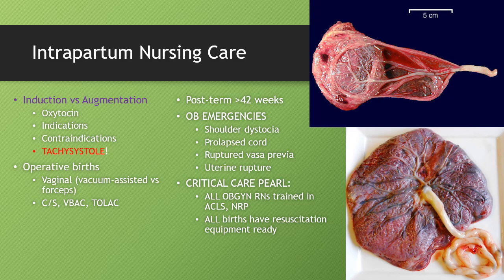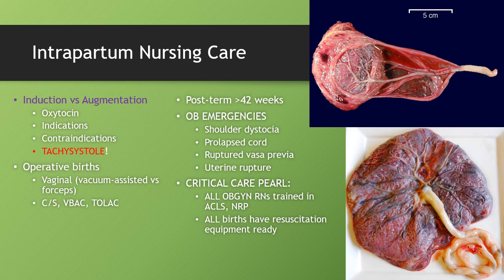We use oxytocin not only to augment labor, which means to help enhance spontaneous labor when uterine contractions are ineffective, but we also use it to induce labor. Induction is the deliberate stimulation of uterine contractions before the onset of spontaneous labor, and oxytocin or Pitocin is probably the most common induction agent that we use.